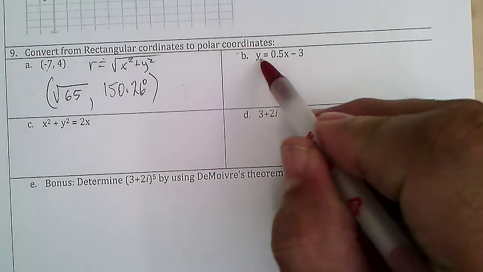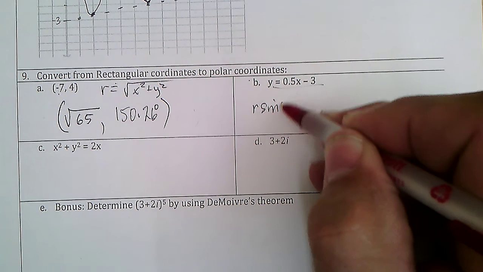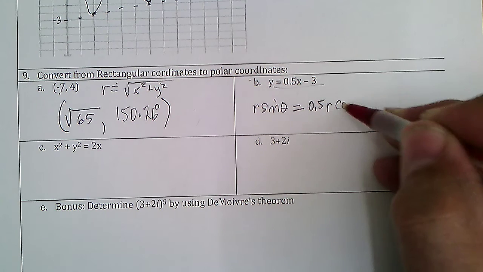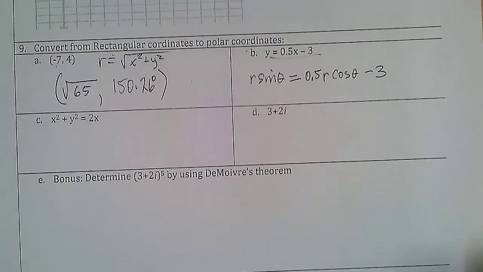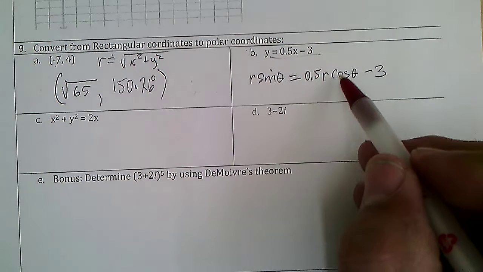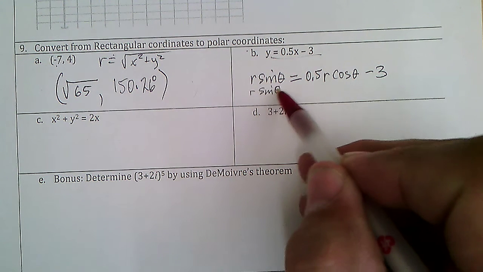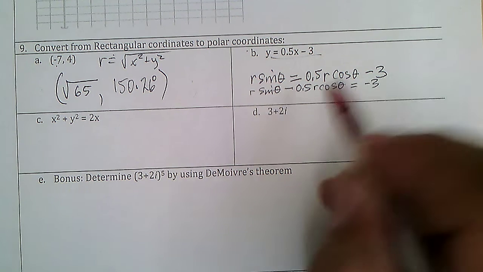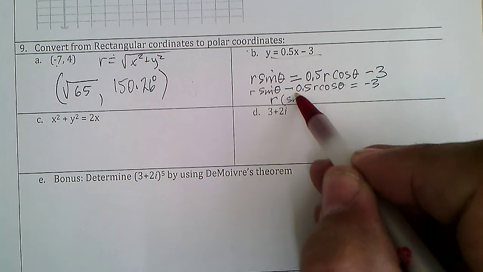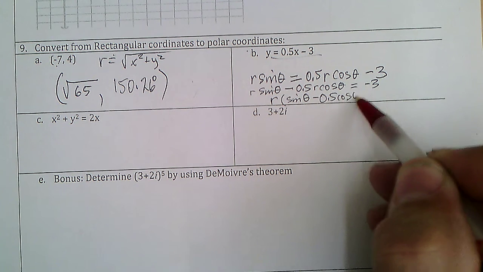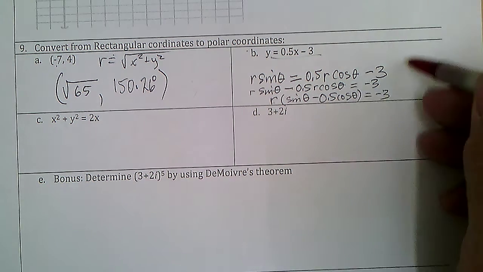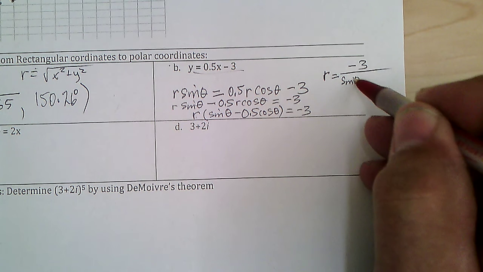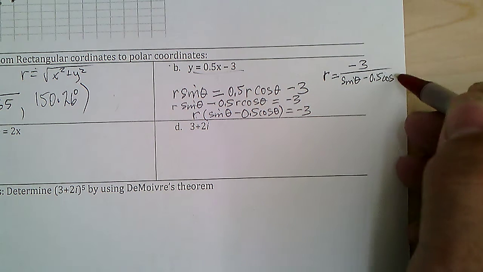Okay. Now convert this to polar. So y is r sine theta, equals 1/2 or 0.5. And x is r cosine theta minus 3. It's converted. Now you can try to solve for r, but you don't have to. Let's say you did, though. So this would be r sine theta minus 0.5 r cosine theta, getting the r's over here. Factoring out the r, and then solving for the r, r would be negative 3 divided by sine theta minus 0.5 cosine theta.